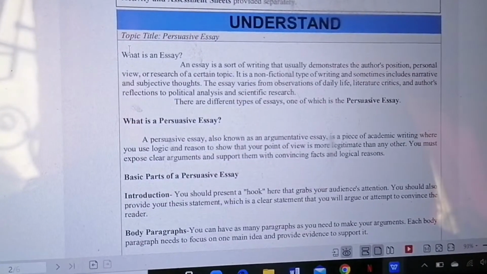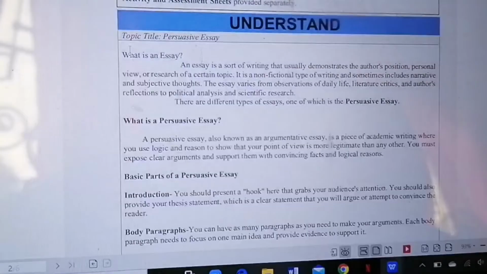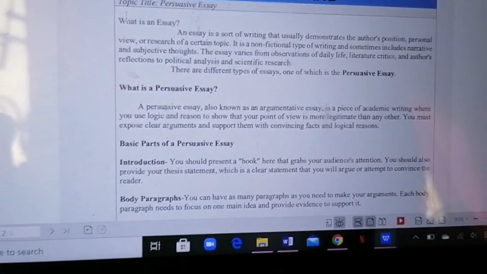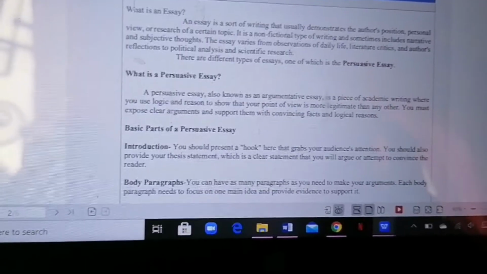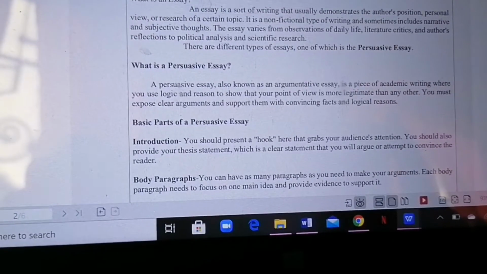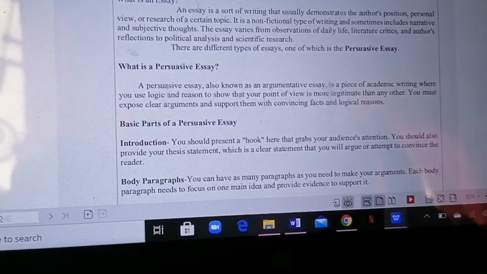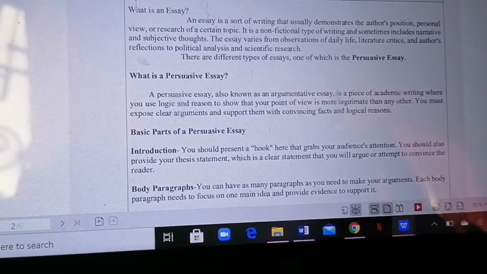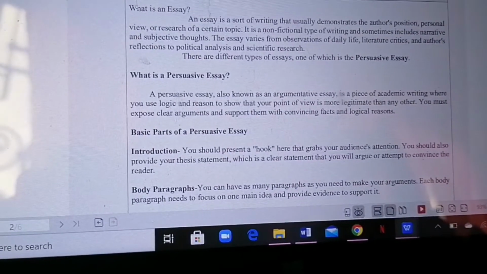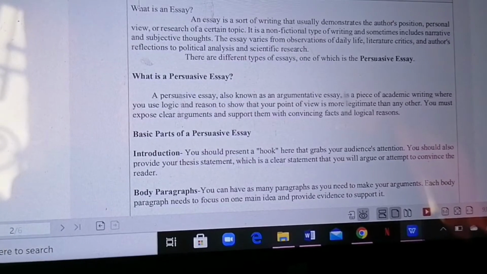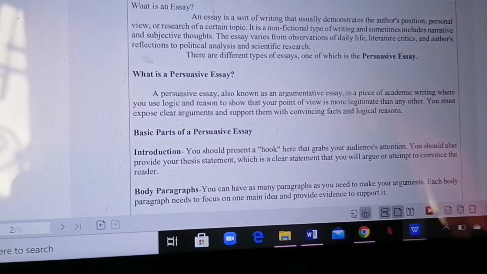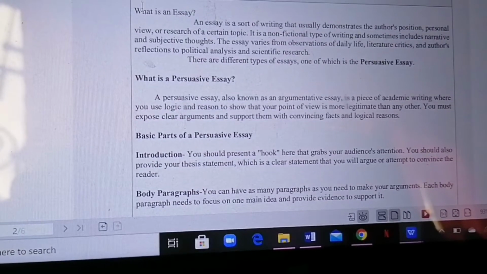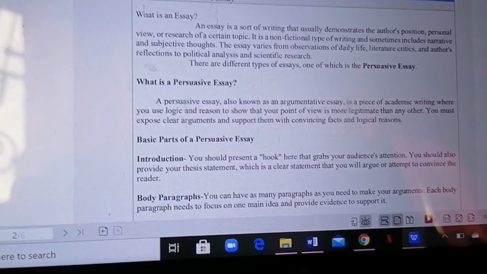There are different types of essays, one of which is the persuasive essay. What is a persuasive essay? A persuasive essay, also known as an argumentative essay, is a piece of academic writing where you use logic and reason to show that your point of view is more legitimate than any other. You must expose clear arguments and support them with convincing facts and logical reasons.